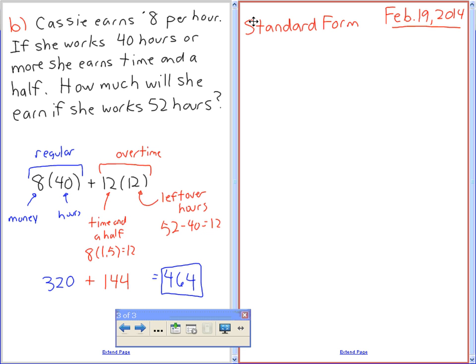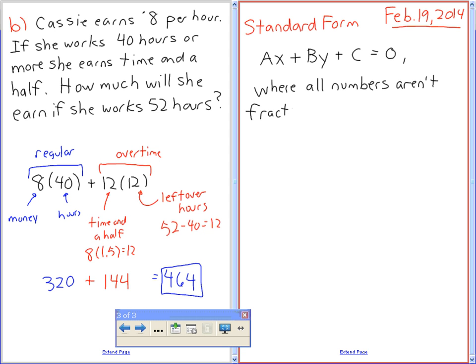We're going to say standard form is ax plus by plus c equals 0, where all numbers aren't fractions, and the x is positive. Okay, so my example is going to be something that's standard form would be like this.